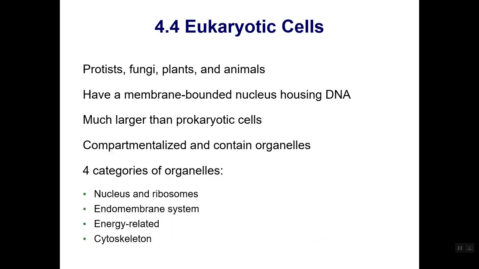All right, so that was prokaryotes. Let's move on to our eukaryotic cells. So eukaryotic cells are found in protists, fungi, plants, and animals like us. We're animals. They have a membrane-bound nucleus. So you think about it like here's our plasma membrane of our cell.